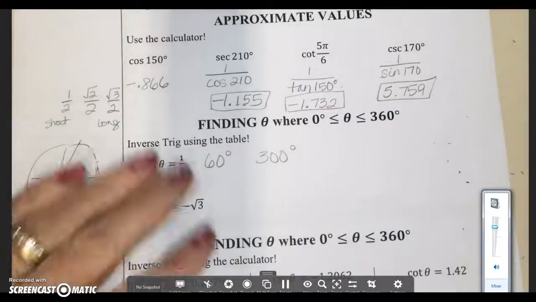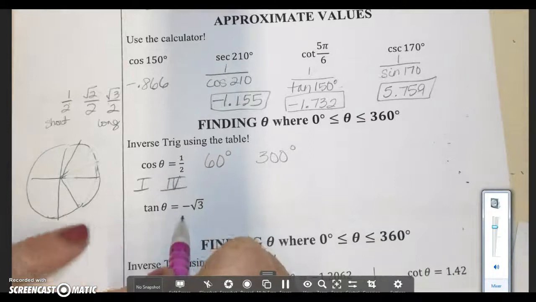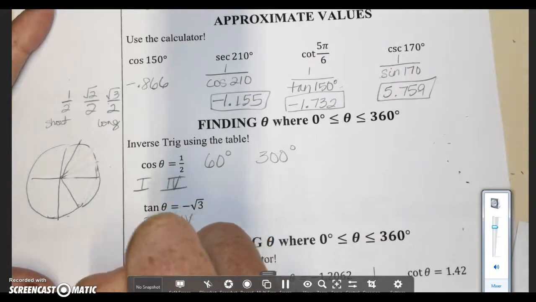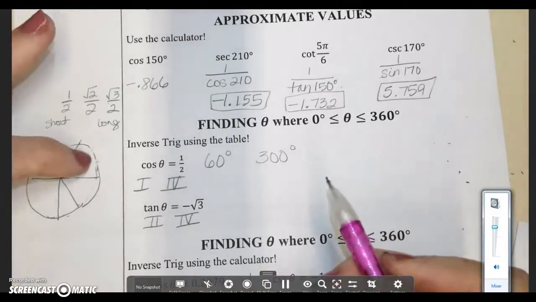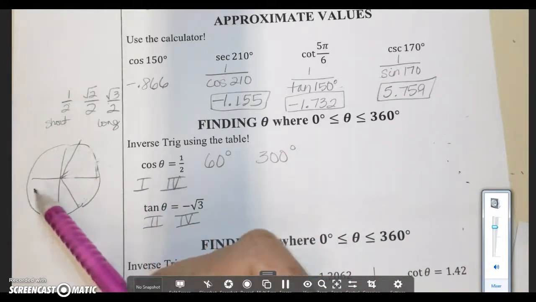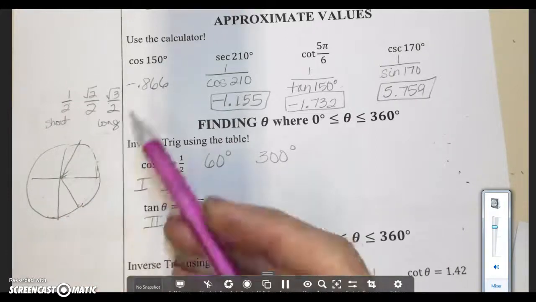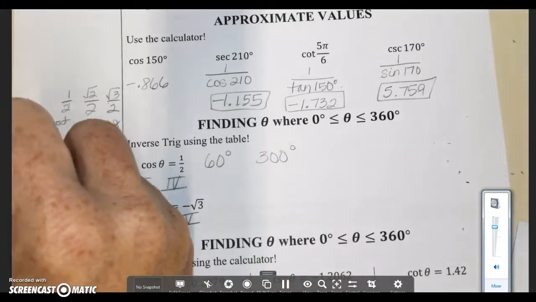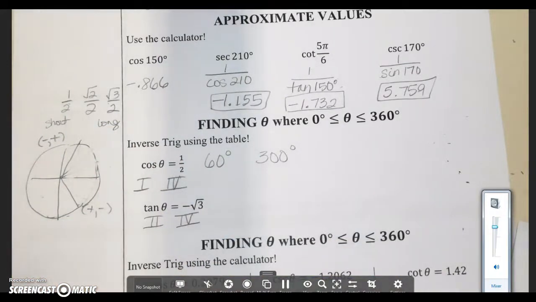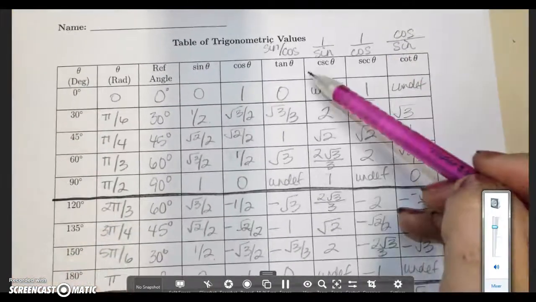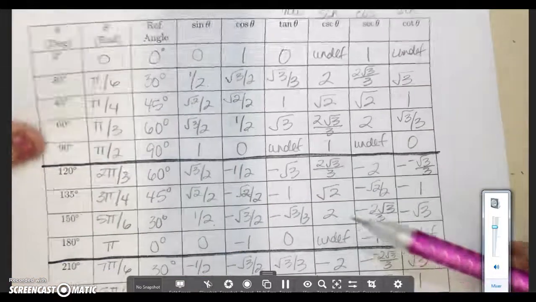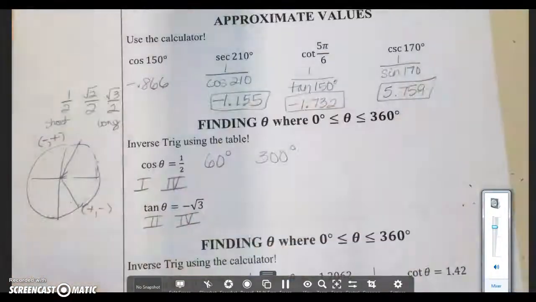Okay, what about tangent of negative square root of 3? Well, I know the only two quadrants where my tangent is negative are the second quadrant and the fourth quadrant, right? Because here you've got a positive divided by a positive. That gives you a positive tangent. This is a negative divided by a negative. That's going to be a positive tangent. So second and fourth are negative over positive and positive over negative. That's going to result in a negative tangent. So the value where I have negative square root of 3, which is what we're looking for, would be at 120, and then again at 300.